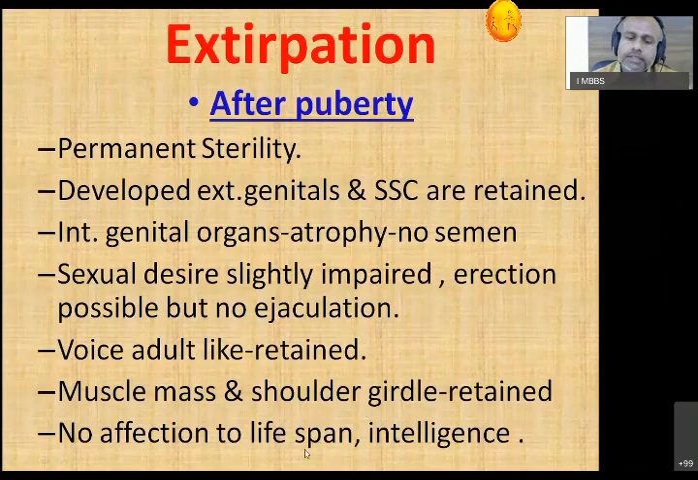There is no effect on lifespan or intelligence. Intelligence is not affected, though there is a hormonal abnormality, whether in intrauterine life or after birth. Only mental retardation is seen in chromosomal abnormality, such as an extra chromosome, absence of one chromosome, monosomy or trisomy, which we have learned in the first lecture.